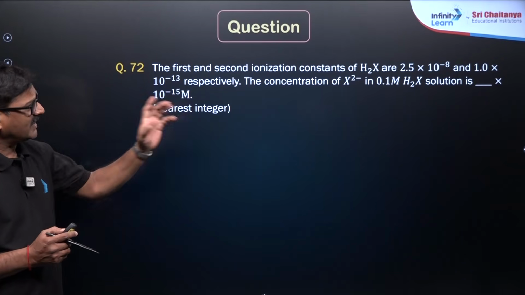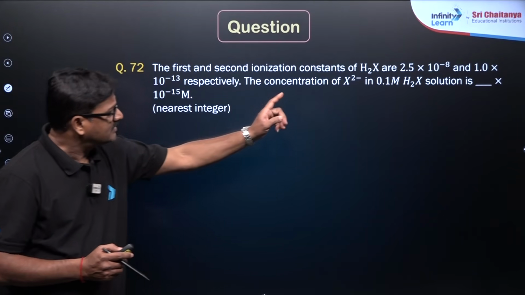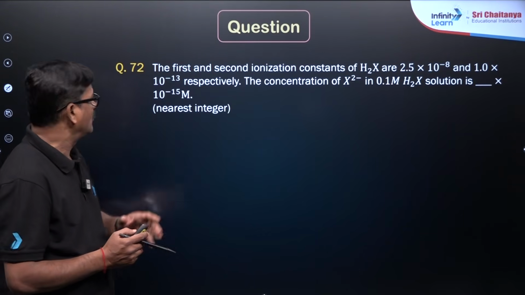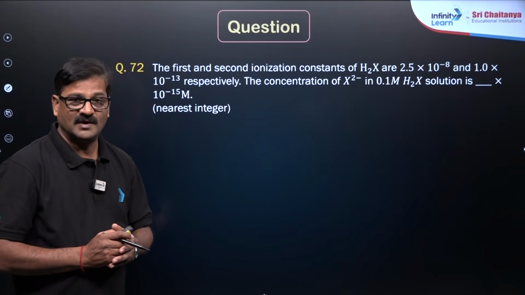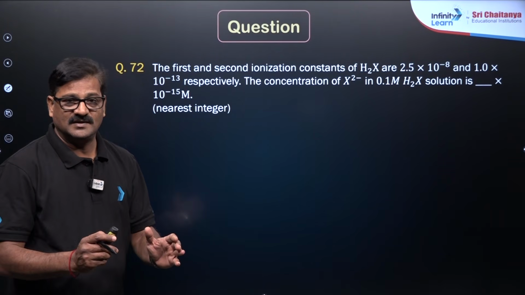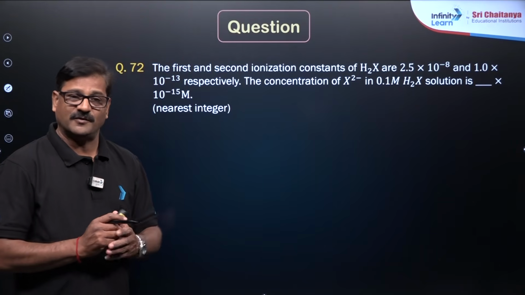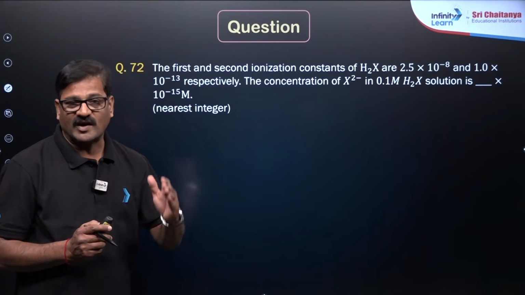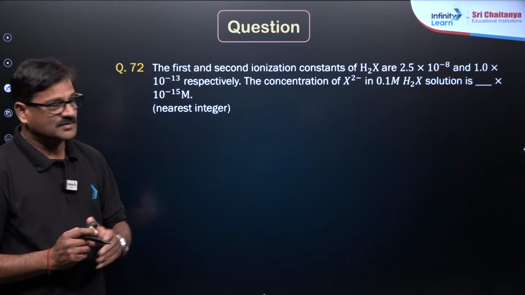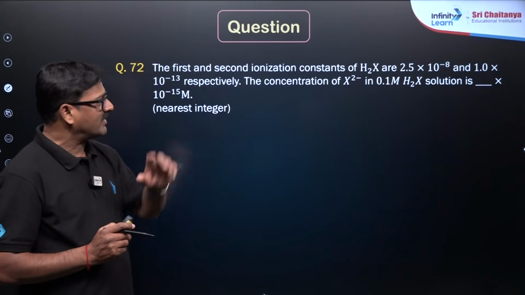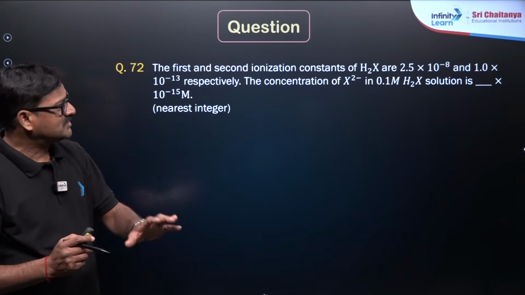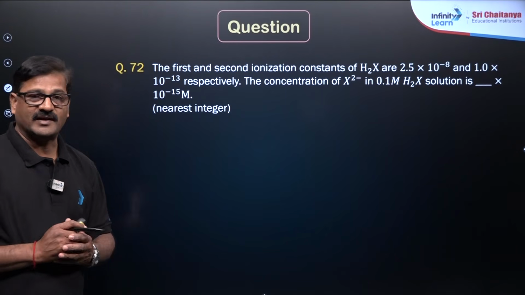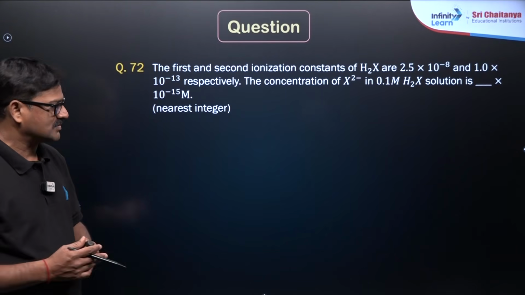The first and second ionization constants of H2X are 2.5 into 10 raised to minus 8 and 1 into 10 raised to minus 13. So the logic for solving the question is that for any polyprotic acid, Ka1 should always be greater than Ka2. So let us solve. The concentration of X2 minus in 0.1 molar H2X solution is given as dash into 10 power minus 15 molar. How to solve this question?